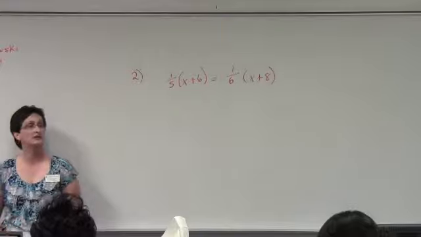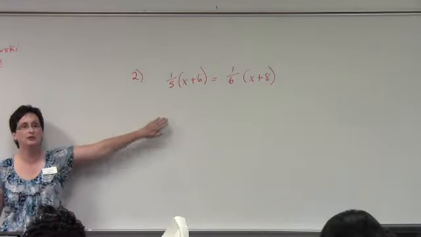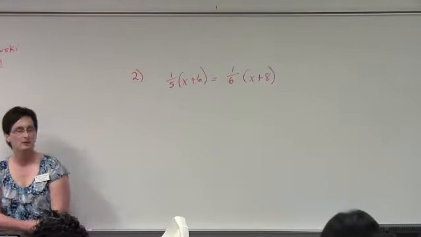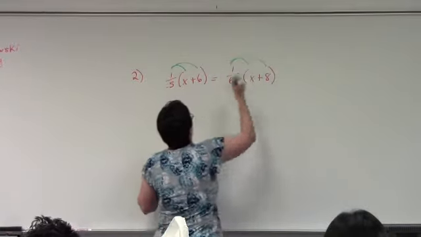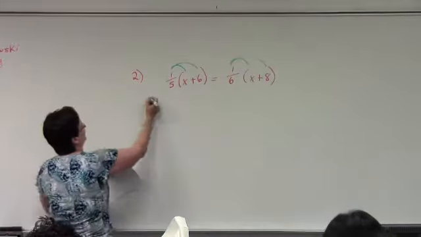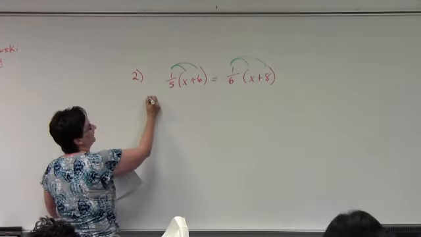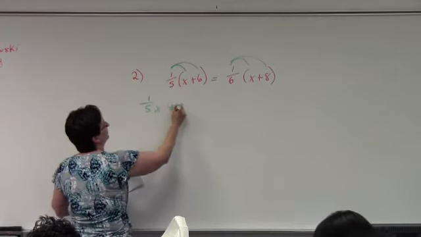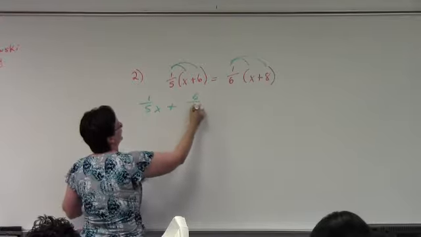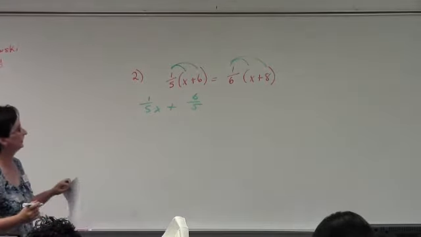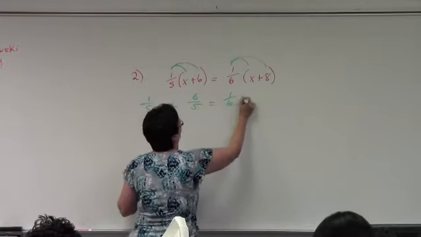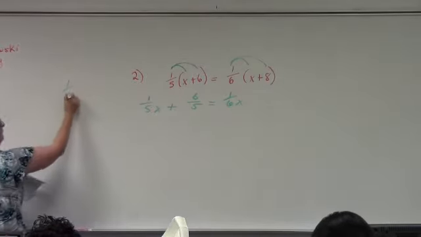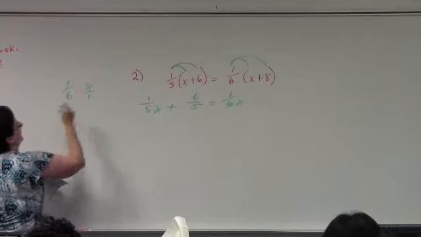Please excuse my dear Aunt Sally, your order of operations. What do we need to do first here? Parentheses. All right, so we're going to distribute. On the left, we have, you tell me, 1/5 x plus 6 over 5 multiply straight across equals, on the right-hand side, we have 1/6 x. All right, let's do some extra work on this one.